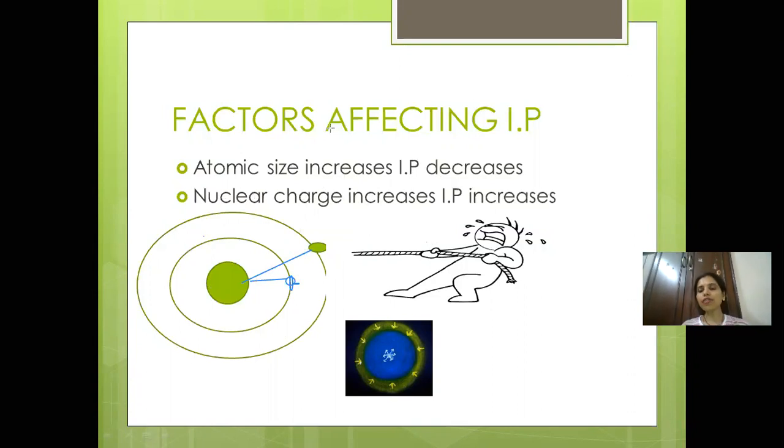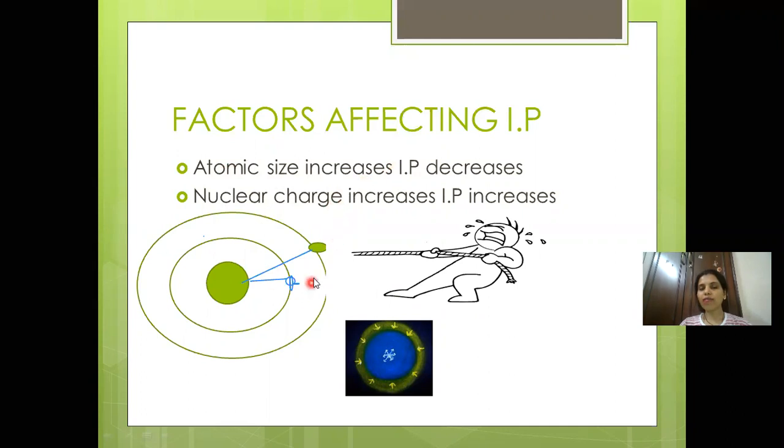And nuclear charge, if it is increasing, if it is pulling the electron towards the nucleus, then IP is obviously going to increase. So these are the two factors which are affecting the IP: one is the atomic size and the other is the nuclear charge. So atomic size and IP are inversely proportional. Atomic size increases, IP decreases.